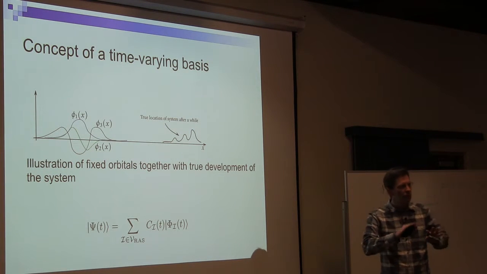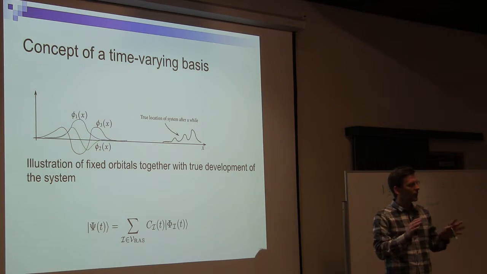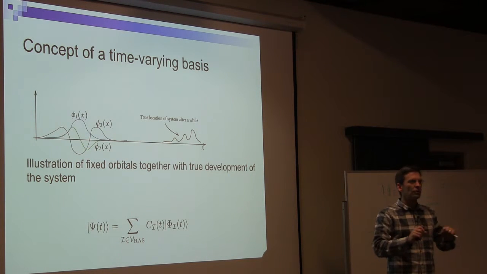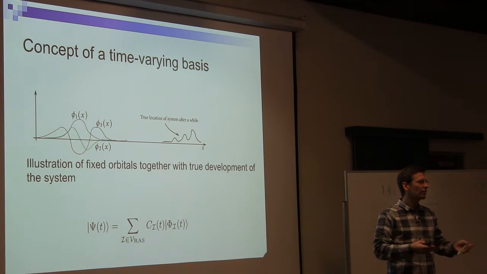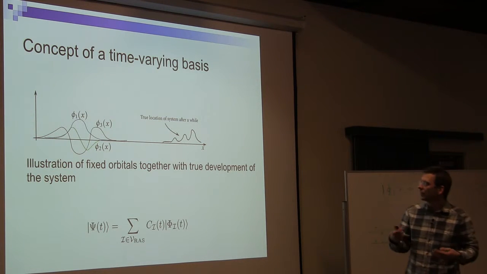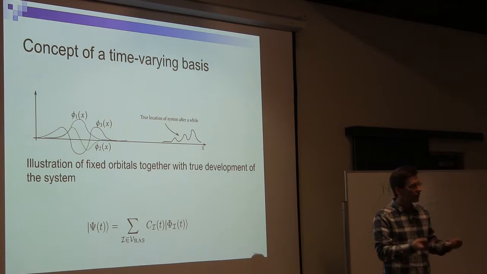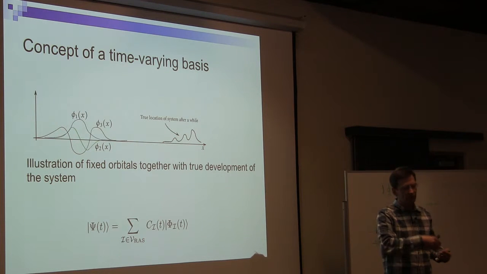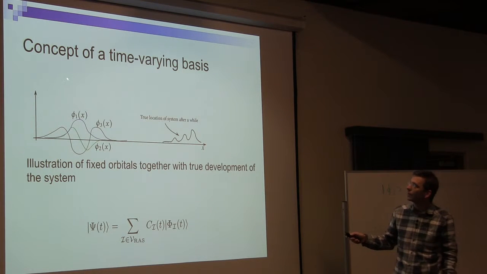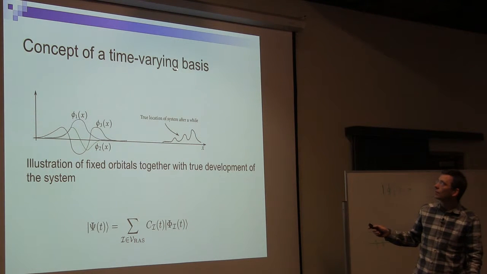So up to this point, what are the elements? The elements are that we cannot afford all different configurations. That's too expensive computationally. We have to take some of them, and taking some of them is this active space concept. But there is, of course, another way, it's possible to add another element. To illustrate what I mean, this is the concept of a time-varying basis.